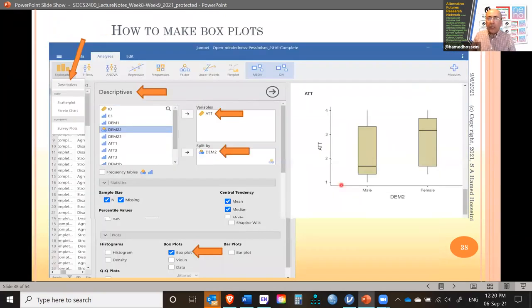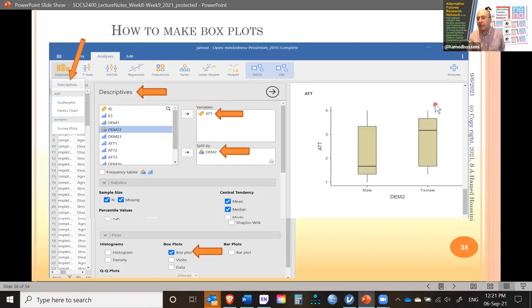Okay, now let's go to the next slide, and that would tell you how to make these beautiful box plots. You go to descriptives, of course, and then you choose descriptives out of the explorations, and you choose ATT, which is open-mindedness, as the variable. How do you split it? Of course, by gender. So the independent variable goes to split or group. So remember, always split using the independent variable, which of course means that the independent variable goes to the x-axis, and the dependent variable, which is open-mindedness, goes to the y-axis.